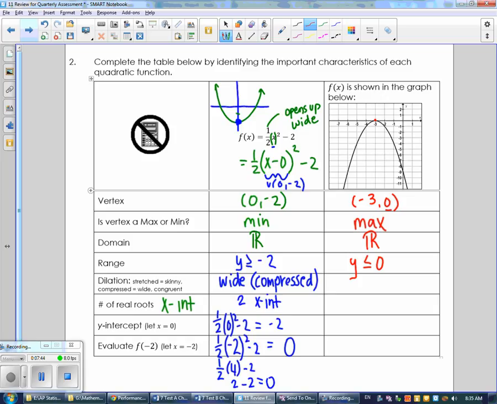In this case, when I'm asked about the dilation, the easiest thing to think about here is if you know where your vertex is, you go to the point that's directly across from it, like so. If I go down 1 over 1, or if I were going up 1 over 1, that would tell me that the graph is congruent to the parent function. And then it would also help me identify if the graph is narrower or wider than that. But this one is congruent.